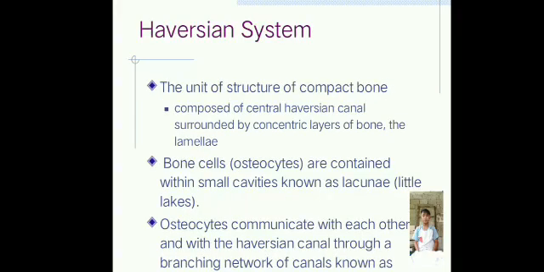Haversian system. The unit of structure of compact bone is composed of a central Haversian canal surrounded by concentric layers of bone, the lamellae. Bone cells, osteocytes, are contained within small cavities known as lacunae, little lakes. Osteocytes communicate with each other and with the Haversian canal through a branching network of canals.